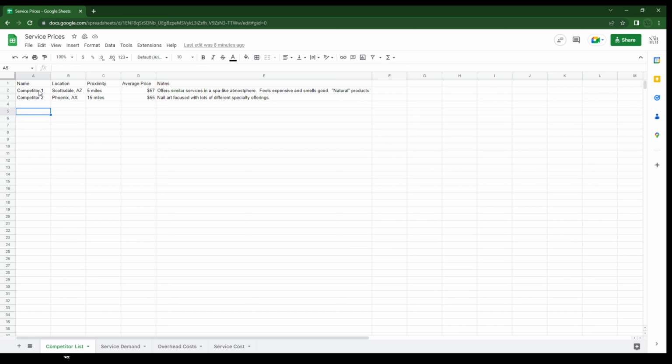So what I did here is I included four different tabs based on the components that we talked about. We talked about competitor list, we talked about service demand, making sure that the services that we're wanting to offer are actually in demand in our particular local market. We talked about overhead costs, and we also are going to talk about service costs. And these two things are different, and we need to include both of them when we're looking at this, okay?